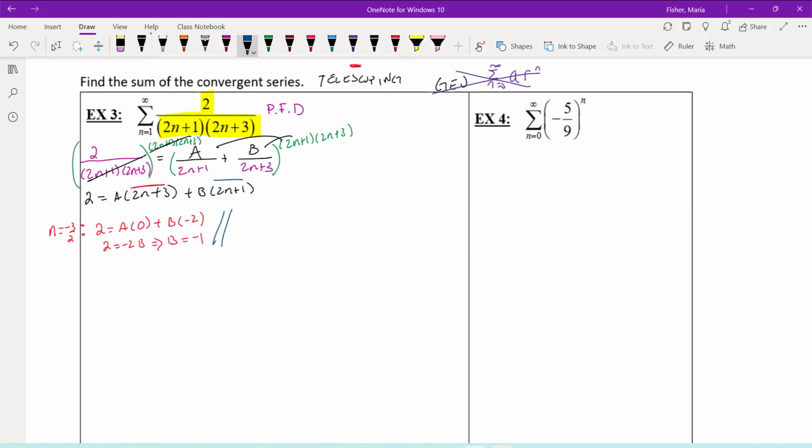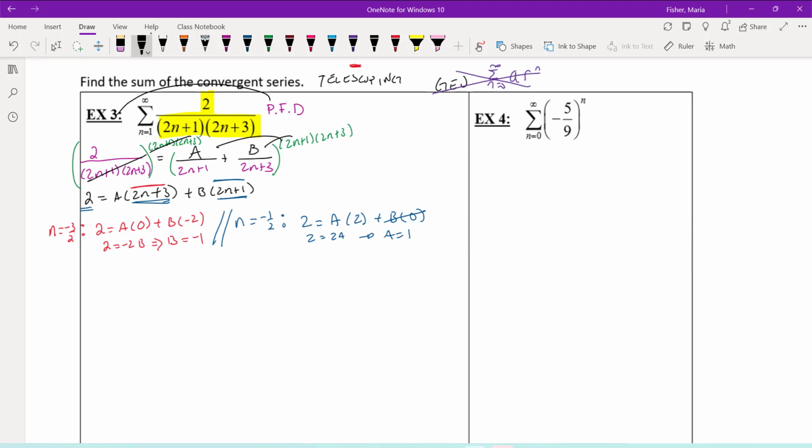Now let's get rid of this term. Well, what would I plug into that? I'd have to plug in n equal negative 1 half. So if n is equal to negative 1 half, I'd have 2 equals A times, if I plug in negative 1 half, that's going to be 2 times negative 1 half, or negative 1, plus 3, which is 2, plus B, and then when I plug that in here, that's going to be 0. So that term cancels, and I get 2 is equal to 2A, which means that A is equal to 1.